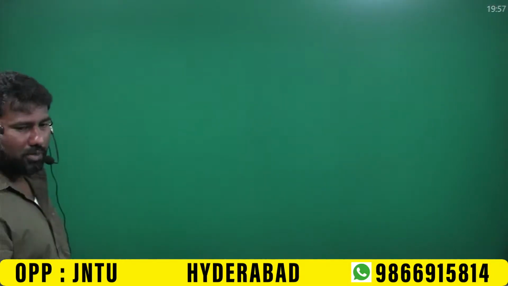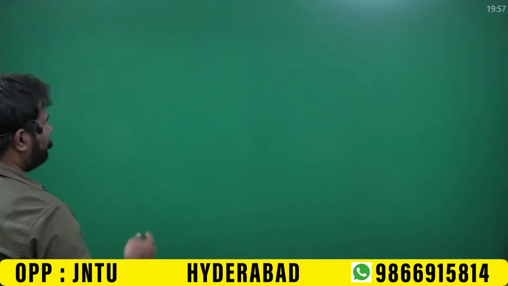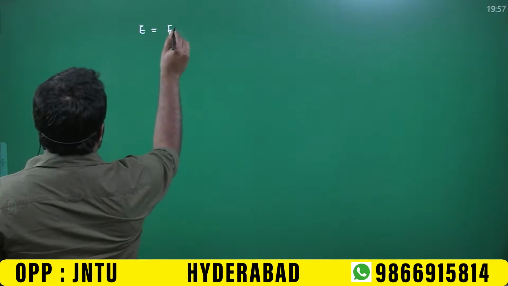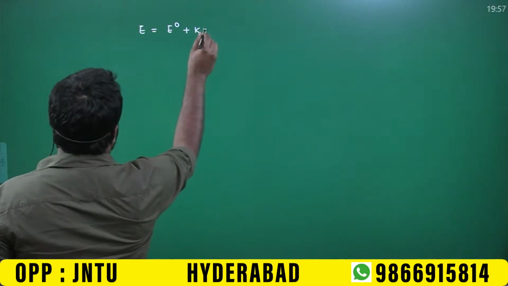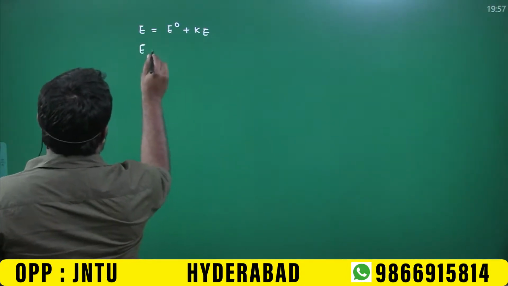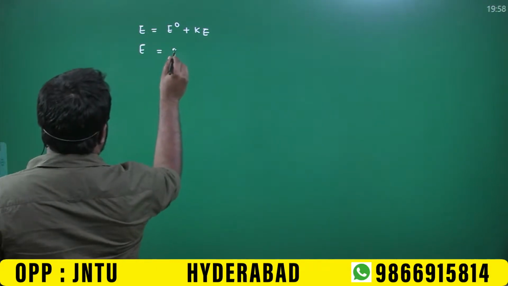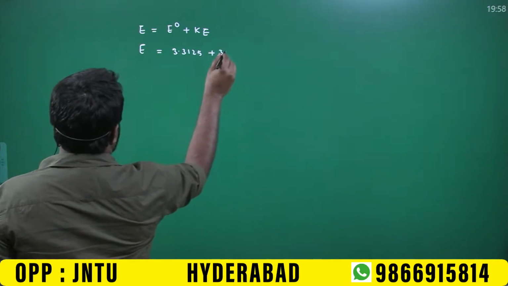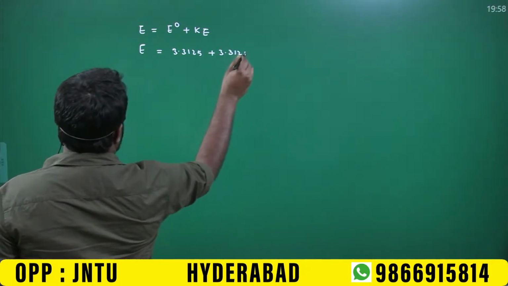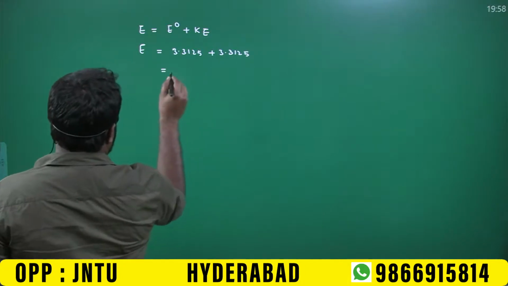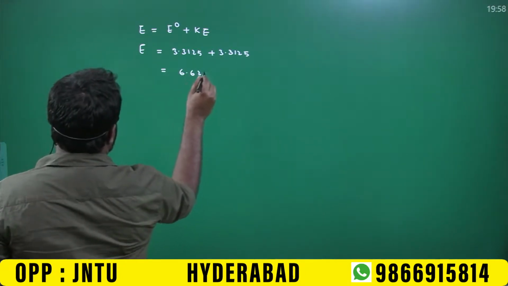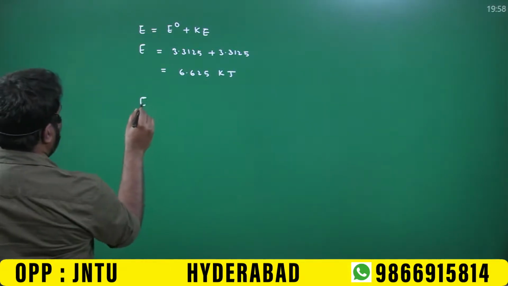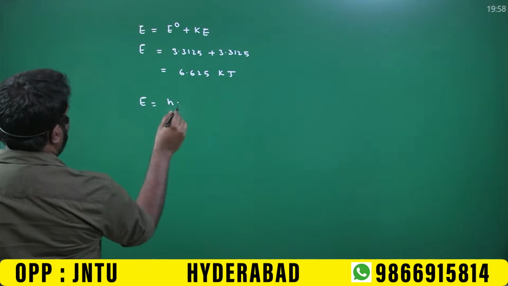Energy of the radiation equals threshold energy plus kinetic energy, right? So the total energy: threshold energy is given as 3.3125 kilojoules, kinetic energy is also given as 3.3125 kilojoules. This is 6.625 kilojoules. But as you know, energy E equal to h nu.